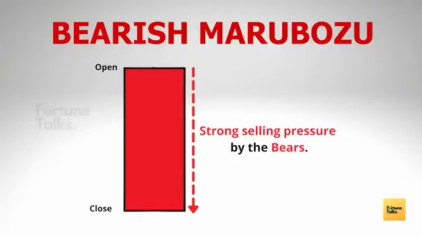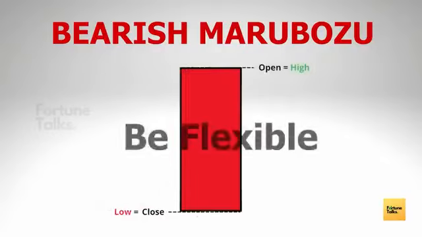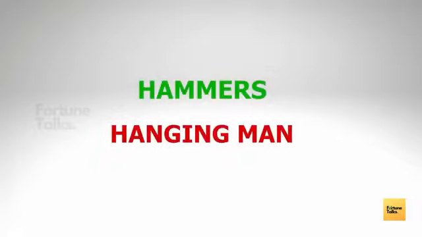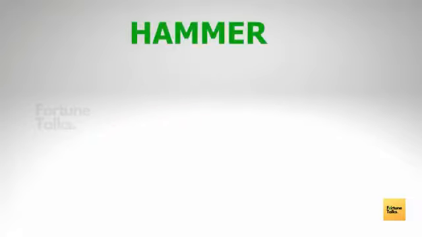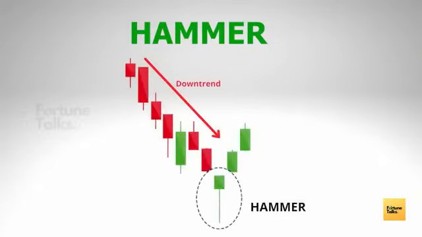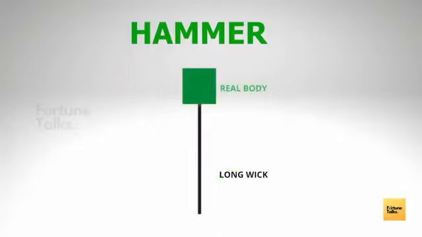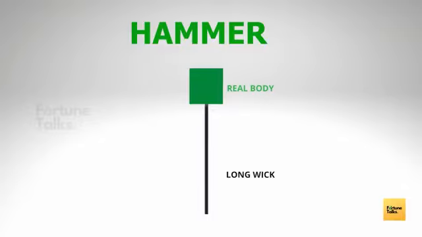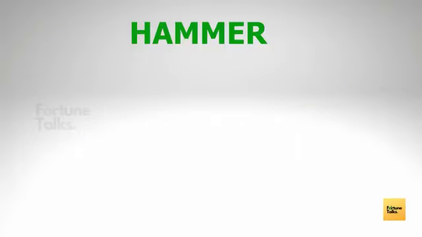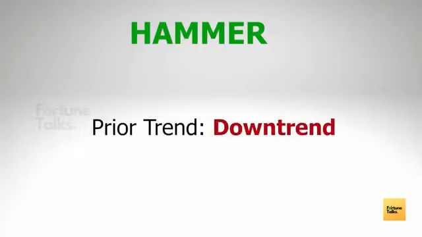As mentioned earlier, we can be a little bit flexible when trading in real markets. Now let's look at the second category of candlesticks, the pin bars. The first category of pin bars are the hammers and hanging man. Talking about hammers, a pin bar is said to be a hammer when it appears at the bottom of a downtrend. The hammer consists of a small real body at the upper end of the trading range with a long lower shadow. The longer the lower shadow, the more bullish the pattern is. Generally, the prior trend for a hammer should be a downtrend as mentioned.